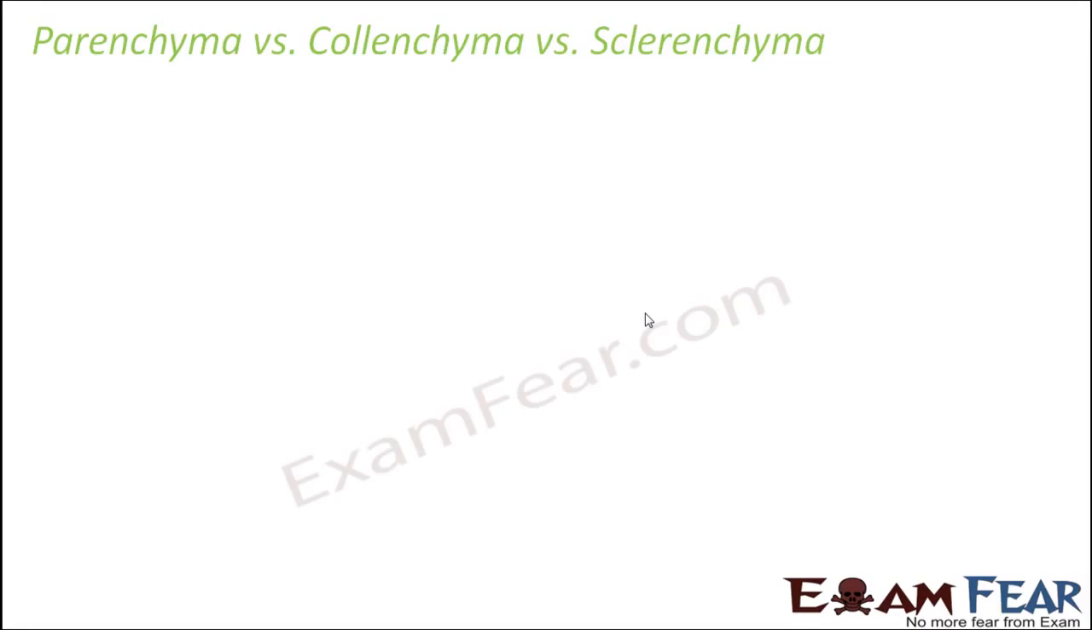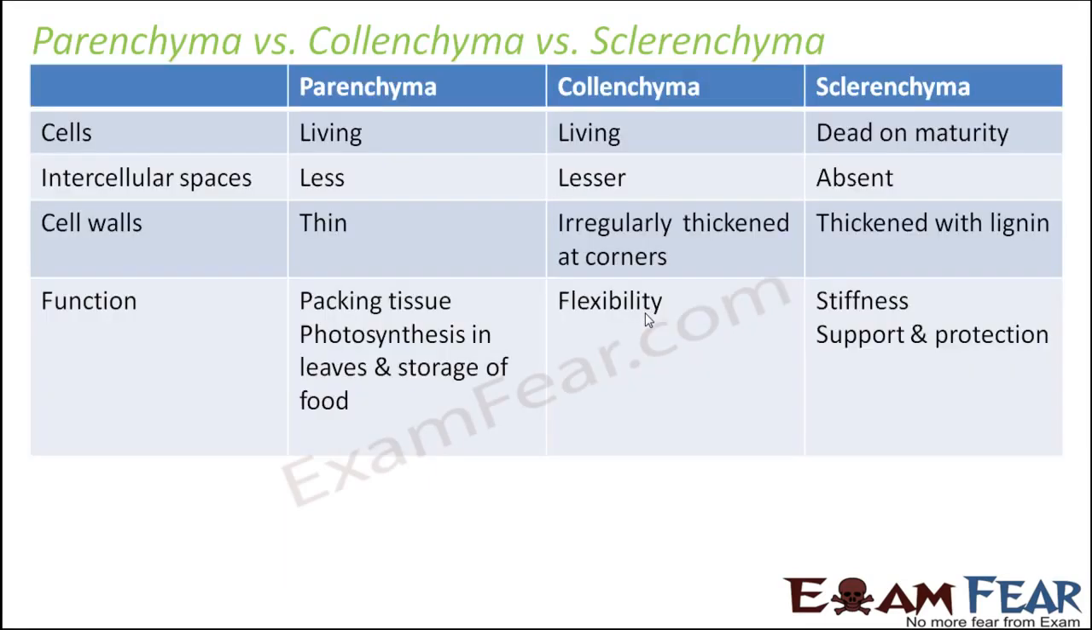Now that we have talked about all the three types of simple permanent tissue, that is parenchyma, collenchyma and sclerenchyma, let us have a quick comparison between the three. When I talk about the cells, in parenchyma and collenchyma the cells are living, whereas in sclerenchyma the cells are dead on maturity. When we talk about the intercellular spaces, it is less in parenchyma. I was saying less because I was talking comparatively. In collenchyma it is lesser, and in sclerenchyma it is absent.